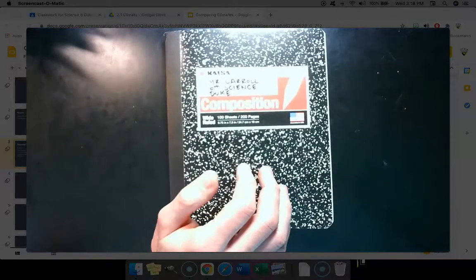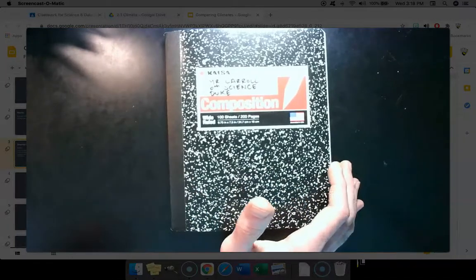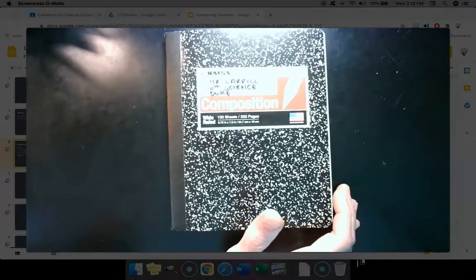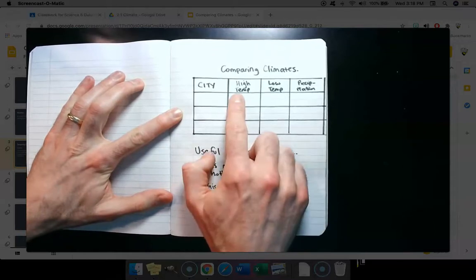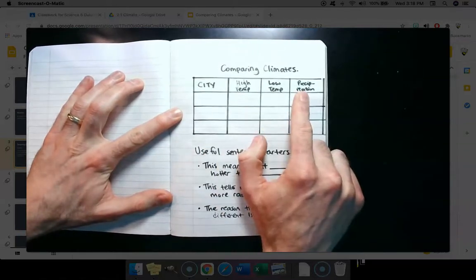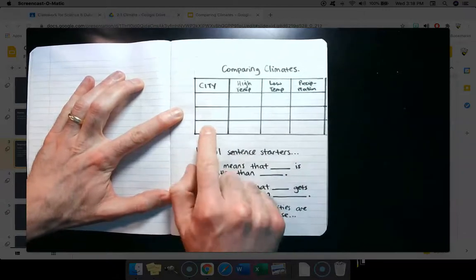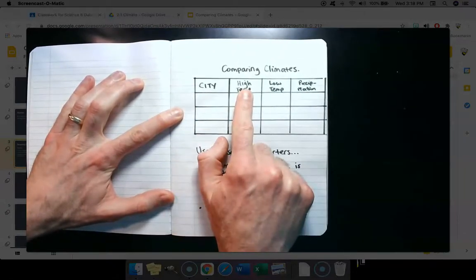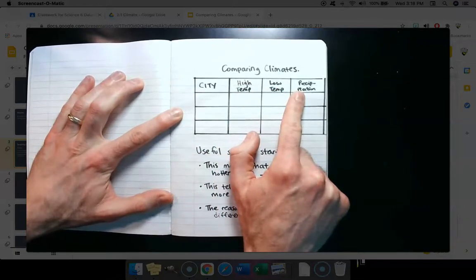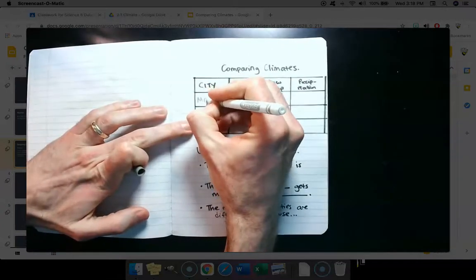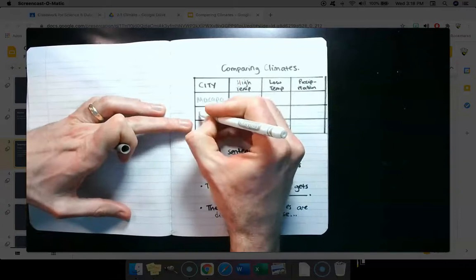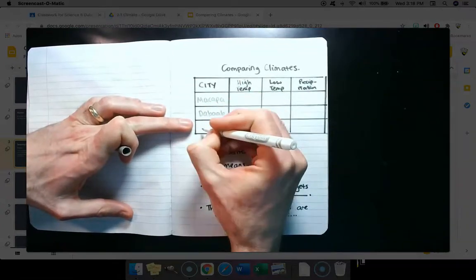Since we're going to be comparing climates, what you might want to use is a notebook or a piece of paper in order to make a real quick data table to collect their information. Now I know that in order to compare the climates, I'm going to have to look at their temperatures and their precipitations. So I've set up a data table where I can record the name of the city, the high temperature, the low temperature, and the amount of precipitation. In this example, again, I'm doing the cities of Macapa, Dabab, and Quito.